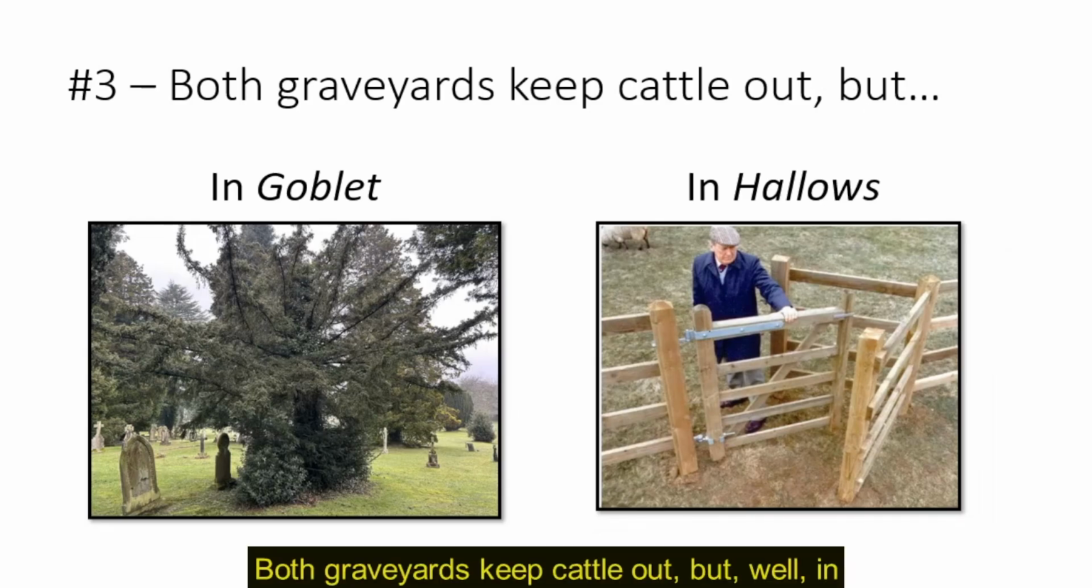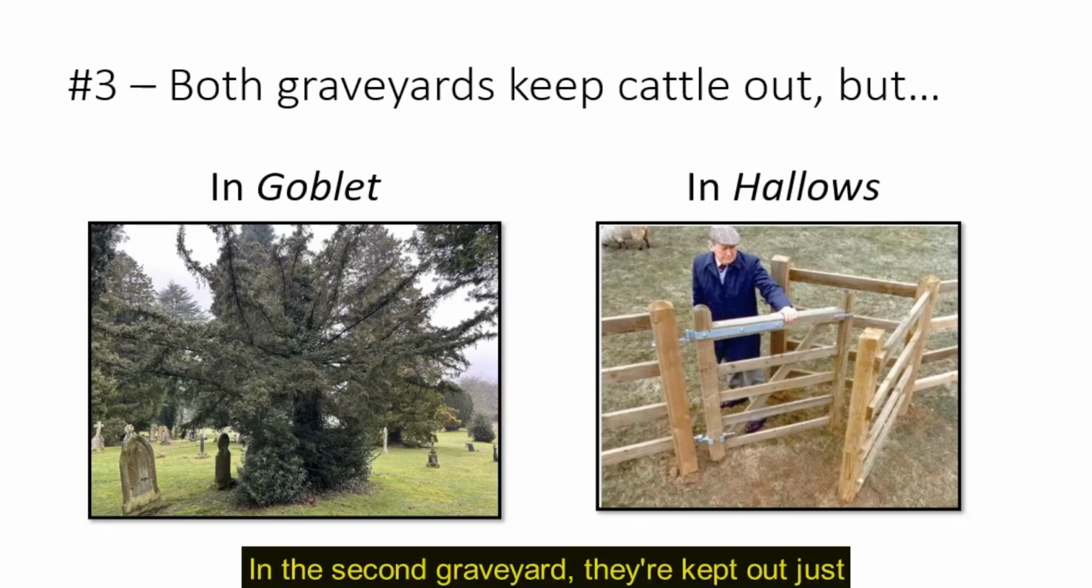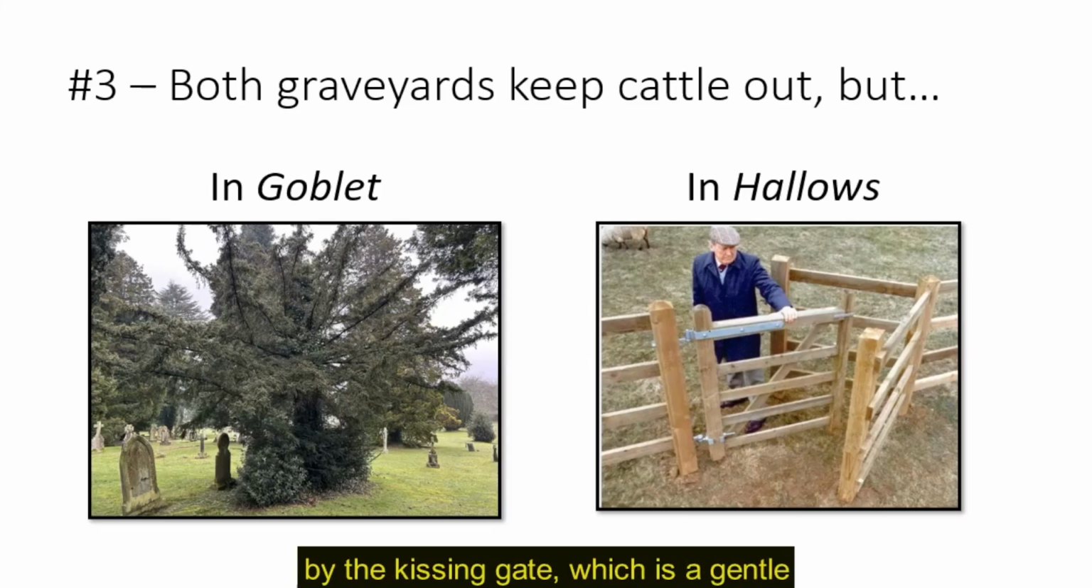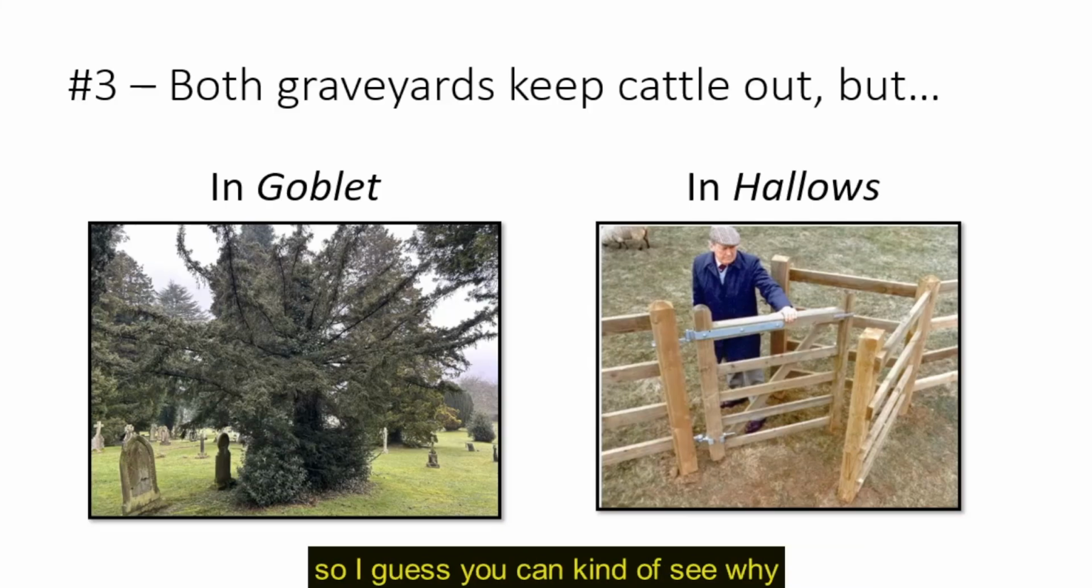Both graveyards keep cattle out, but in the case of the first graveyard, they're kept out by the threat of death. In the second graveyard, they're kept out just by the kissing gate, which is a gentle way of saying, no, I'm sorry, the cattle and the sheep, maybe the pigs, can't come in here. By the way, it does say that Harry and Hermione edged through the kissing gate, so I guess you can kind of see why that is. A gate like that couldn't hold more than about one person at a time.